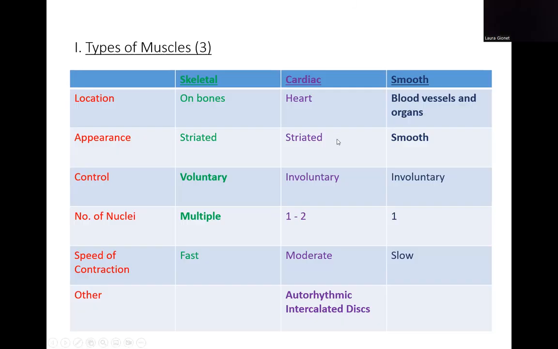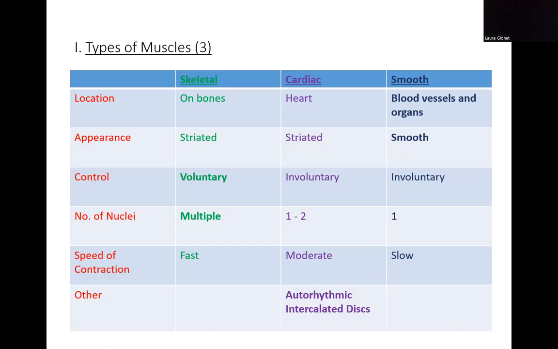All right. Cardiac muscle is only found in the heart. It too has a striated appearance. And now the nerve supply is involuntary through the autonomic nervous system. It generally has 1 to maybe 2 nuclei. Its speed of contraction is medium. And its unique features are that it's autorhythmic and it contains intercalated discs. So at the intercalated discs is where we find the gap junctions and desmosomes.